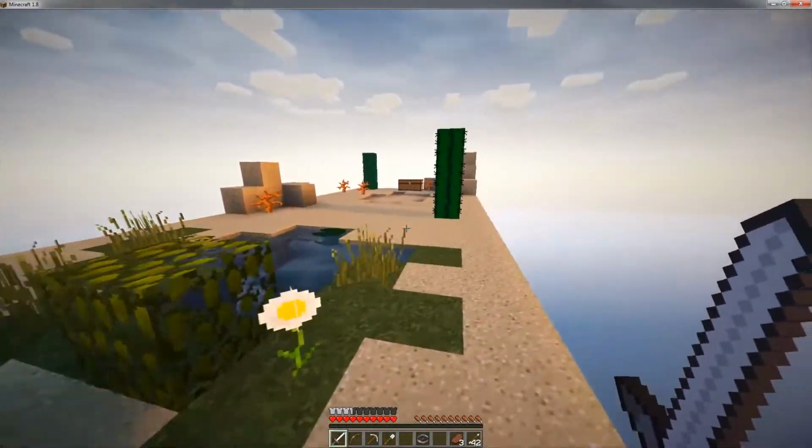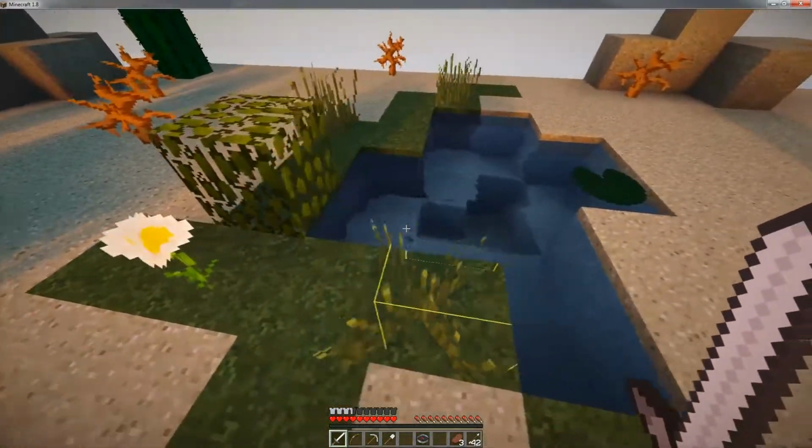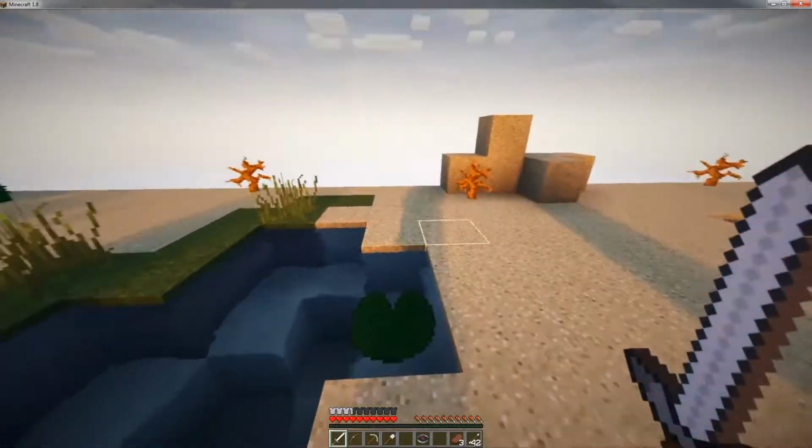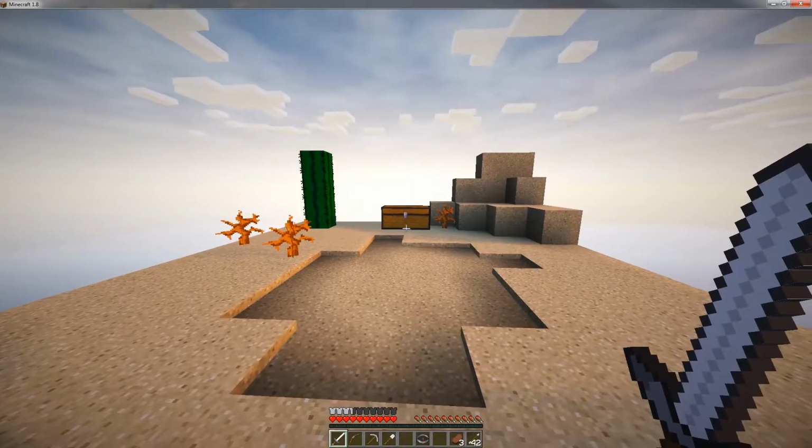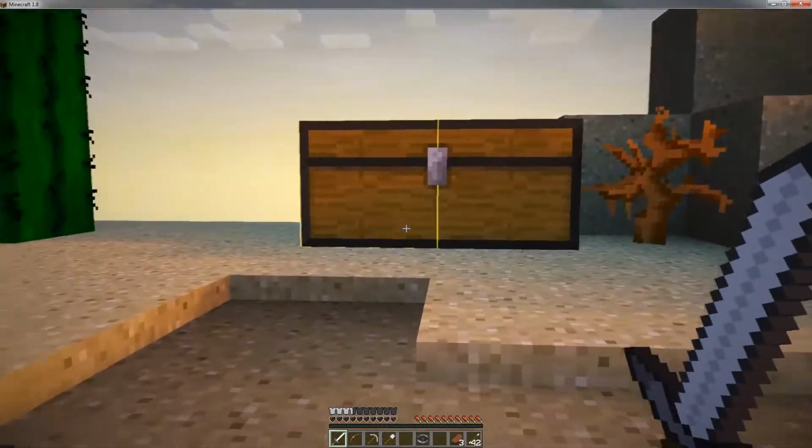Such a nice place. This desert and all. This little bit of life here next to this water. A cactus, dead bushes. Oh, a treasure chest. Let's go over there.